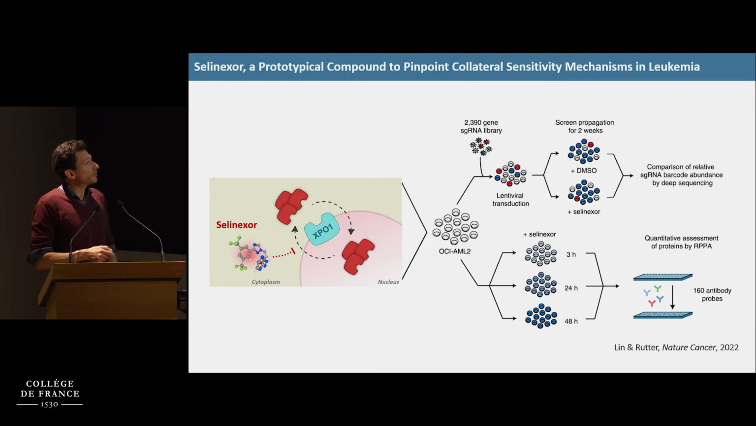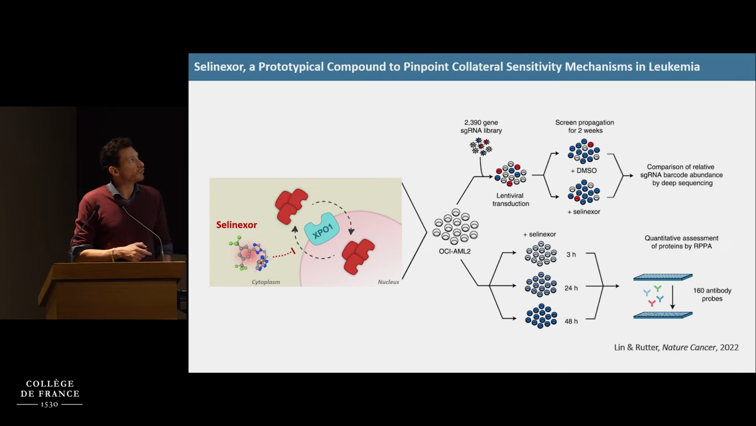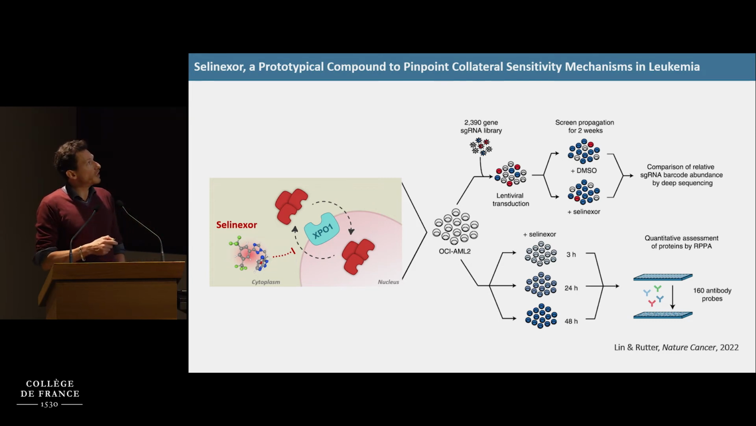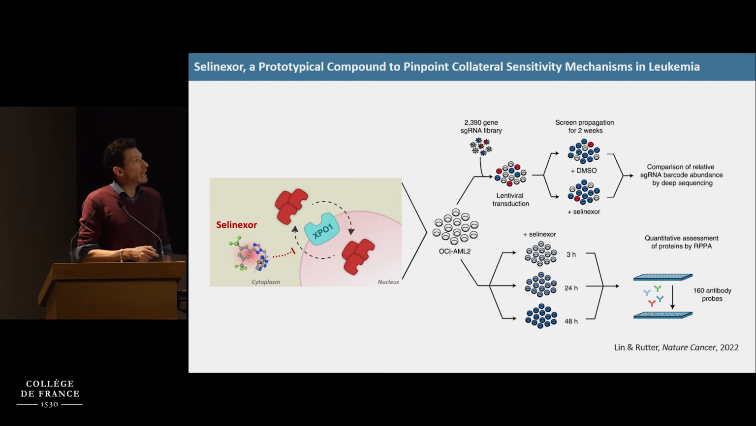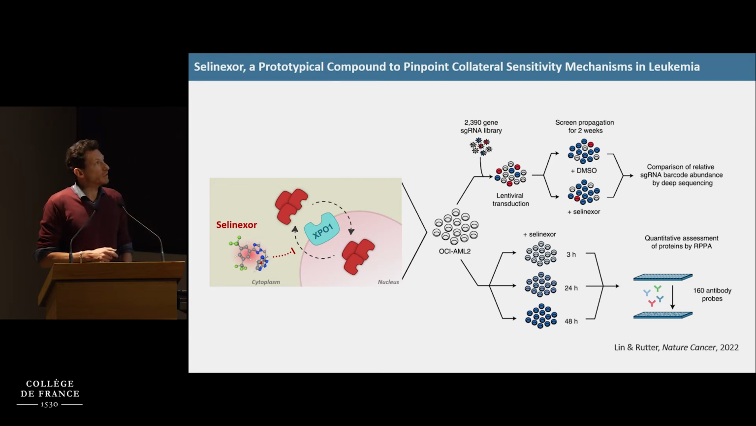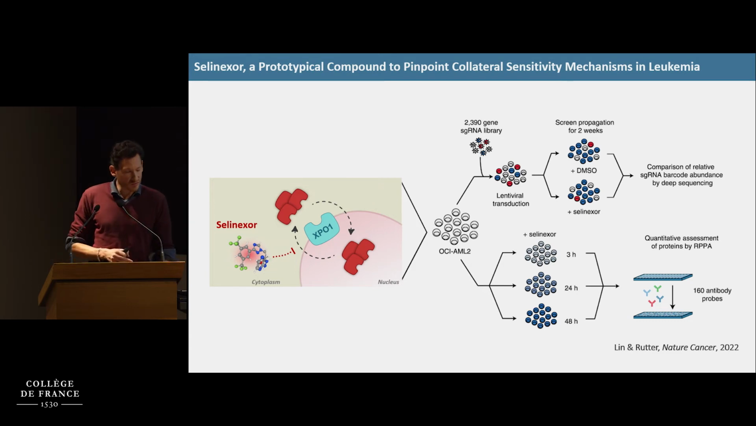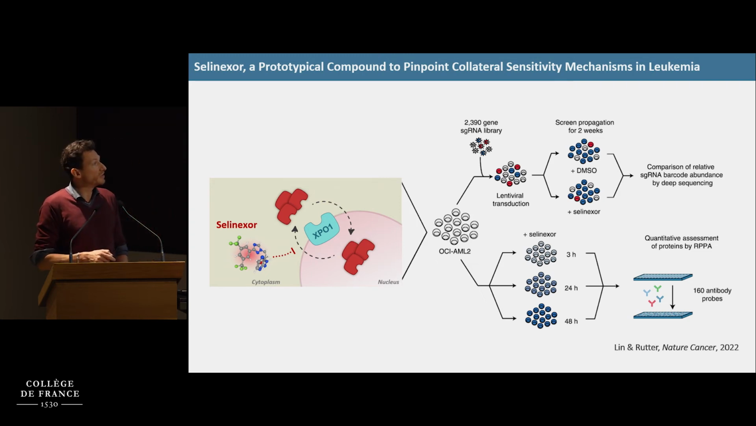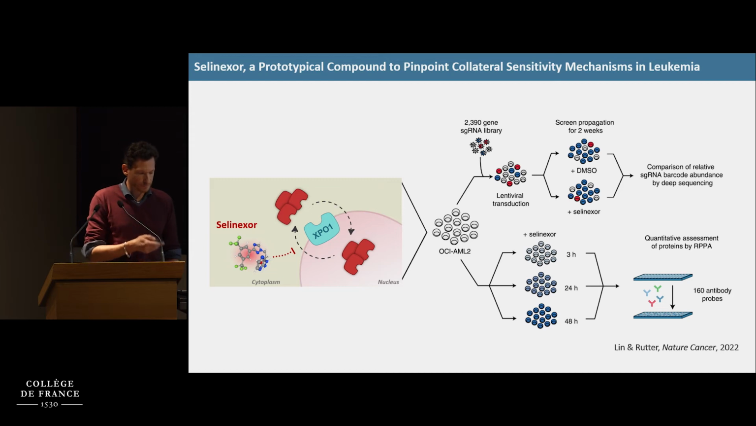So we focused our attention on our favorite AML cell line, OCI-AML2, that got transduced using the same methodology as described before, using the 2400 gene library. These cells were then grown in conditions of DMSO and selinexor for 2 weeks, and then we compared the global representation of the sgRNAs between the DMSO and the selinexor conditions. We compared this analysis with an RPPA profiling of these cells that allowed us to establish the set of pathways that could be activated or repressed in response to increasing time points of selinexor.